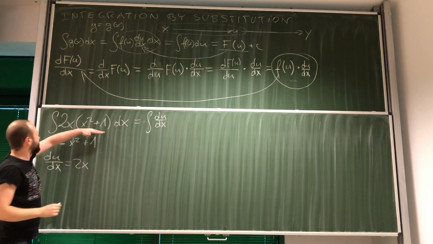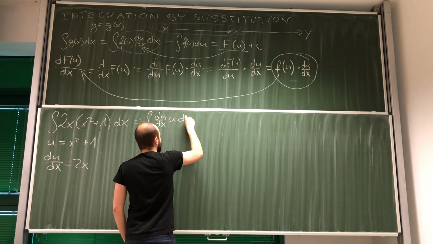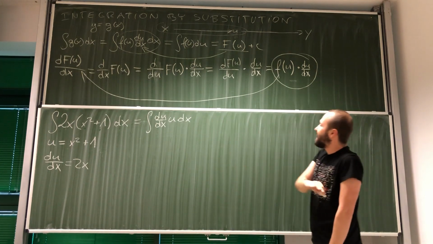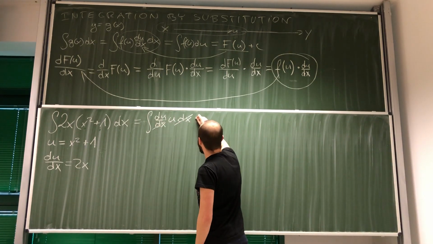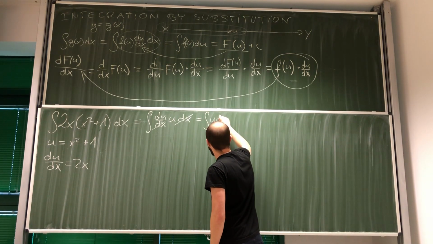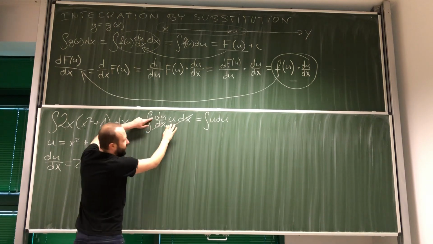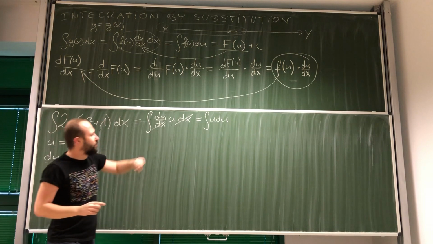And instead of this expression, I can write u. And I finish with dx. Okay, and look, what is happening? Now, those two dx's are canceling each other out, and we are getting the expression. The order in which they appear is irrelevant, but I changed the order so it looks nice.